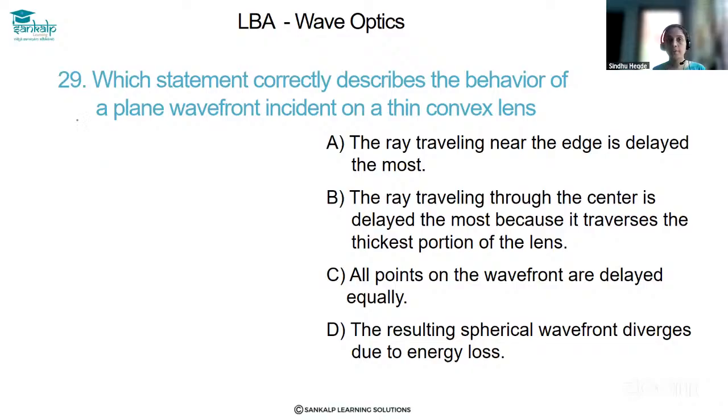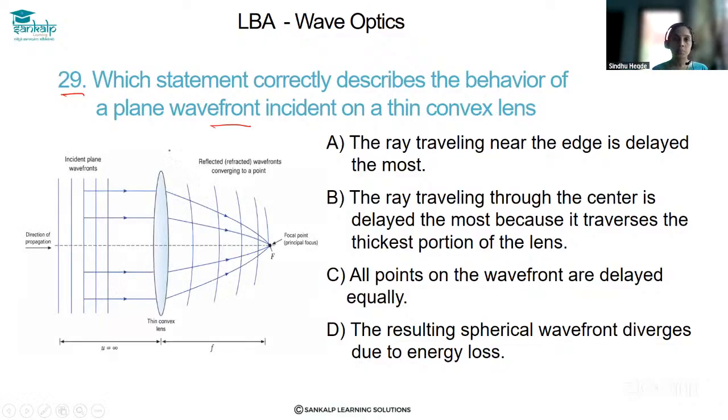Let us see question number 29. Which statement correctly describes the behavior of a plane wavefront incident on a thin convex lens? Option A, the ray traveling near the edge is delayed the most. Option B, the ray traveling through the center is delayed the most because it traverses the thickest portion of the lens. Option C, all points on the wavefront are delayed equally. And option D, the resulting spherical wavefront diverges due to energy loss.